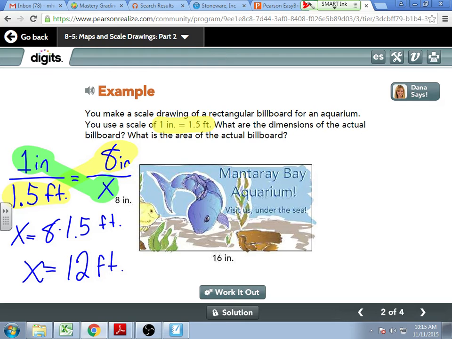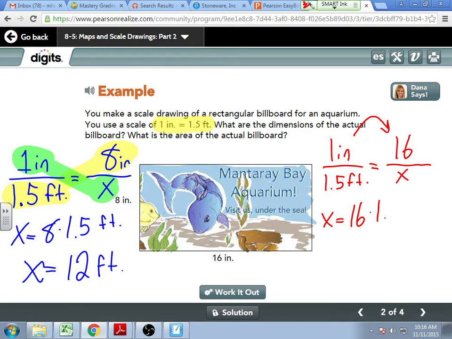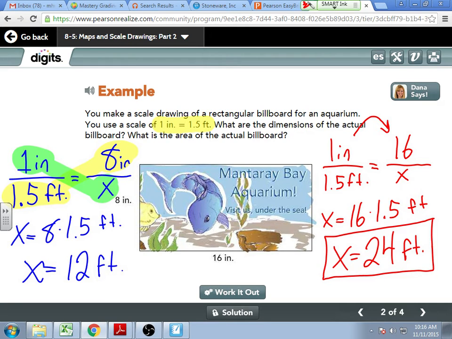Don't try to do these all in one proportion. So I set up again 1 inch over 1.5 feet equal to what goes where now? Grace, can you help me out? 16 over x. Yeah, I put 16 over my x. Again, my 1 inch does not affect my x, or I can look at it and say we need to multiply by 16. So x is 16 times 1.5, and that'll be feet. So x is 24 feet. So that billboard would be 12 feet tall and 24 feet long.